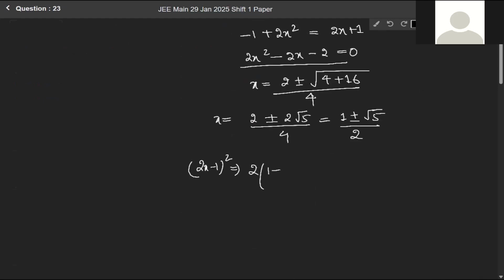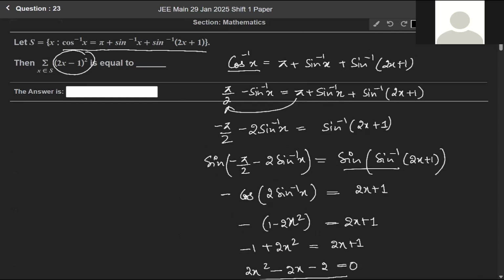We'll get, let us say, 2 times 1 minus root 5 over 2, then minus 1, then whole square. So this 2 cancels out, 1 and minus 1 cancel out. So we get minus root 5 whole square, which means 5. So this value is 5 here. So it is equal to 5.